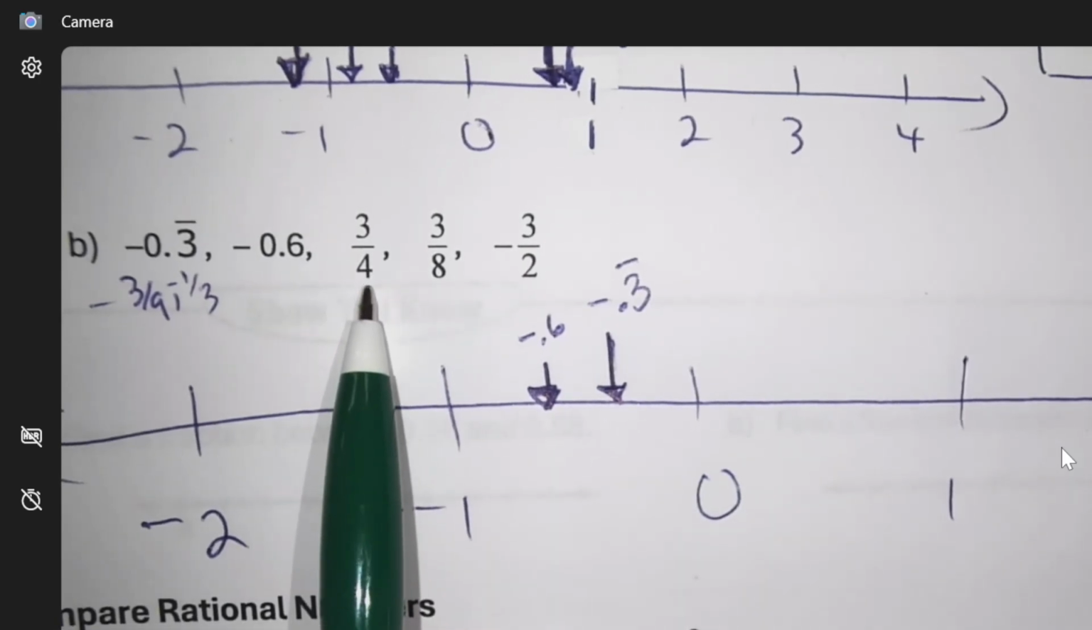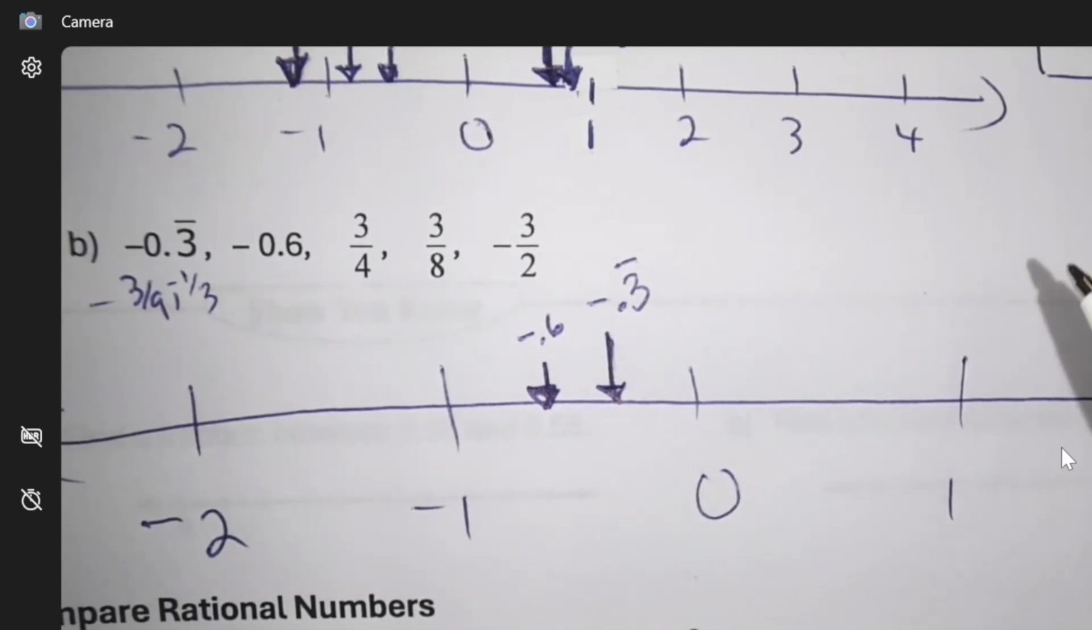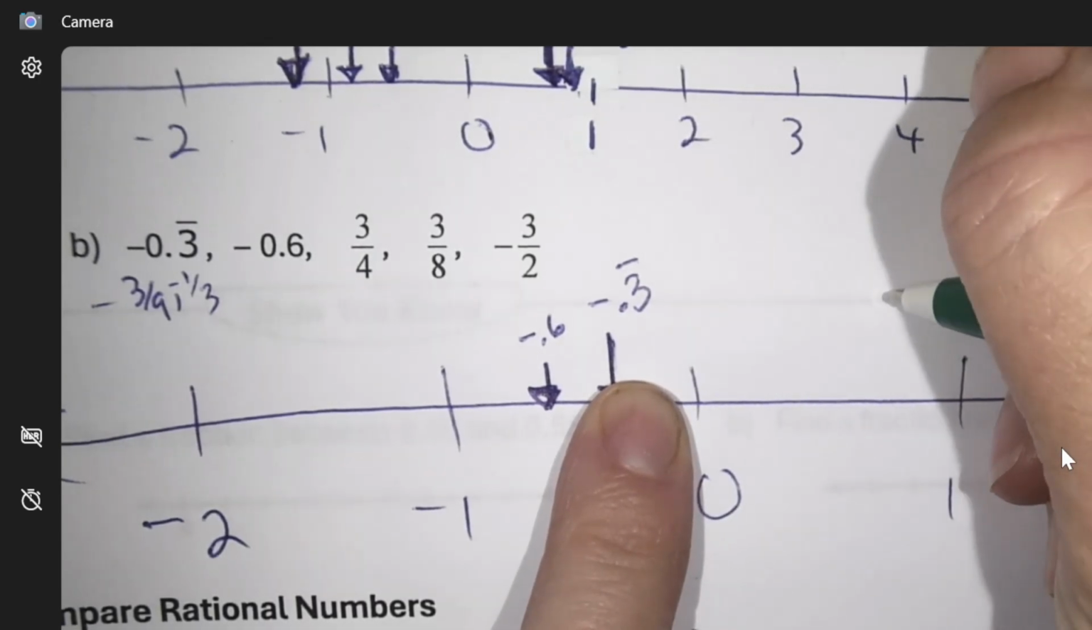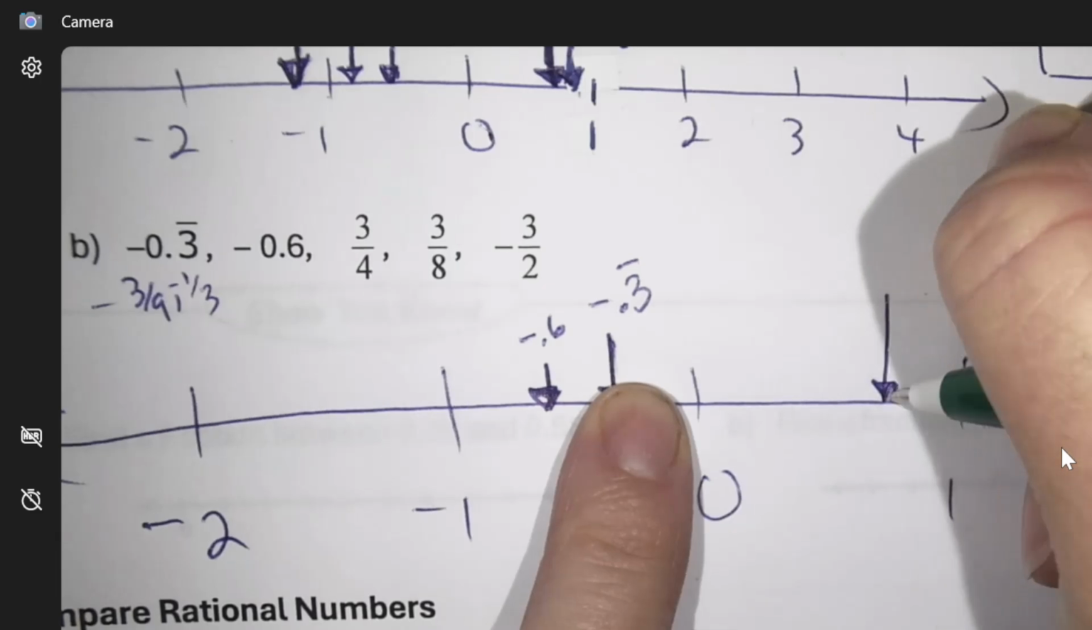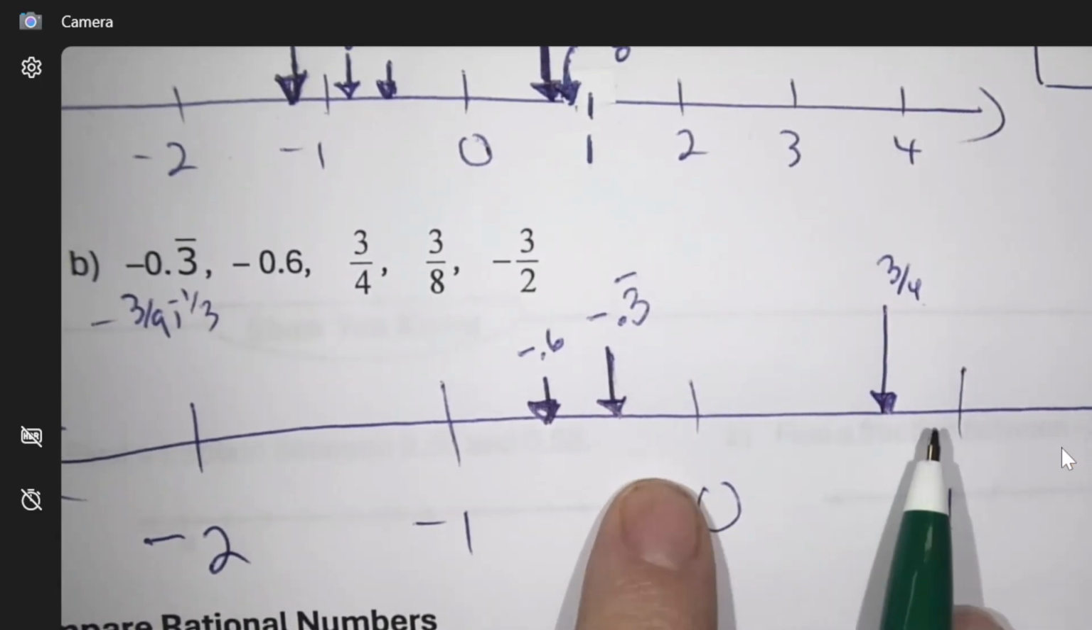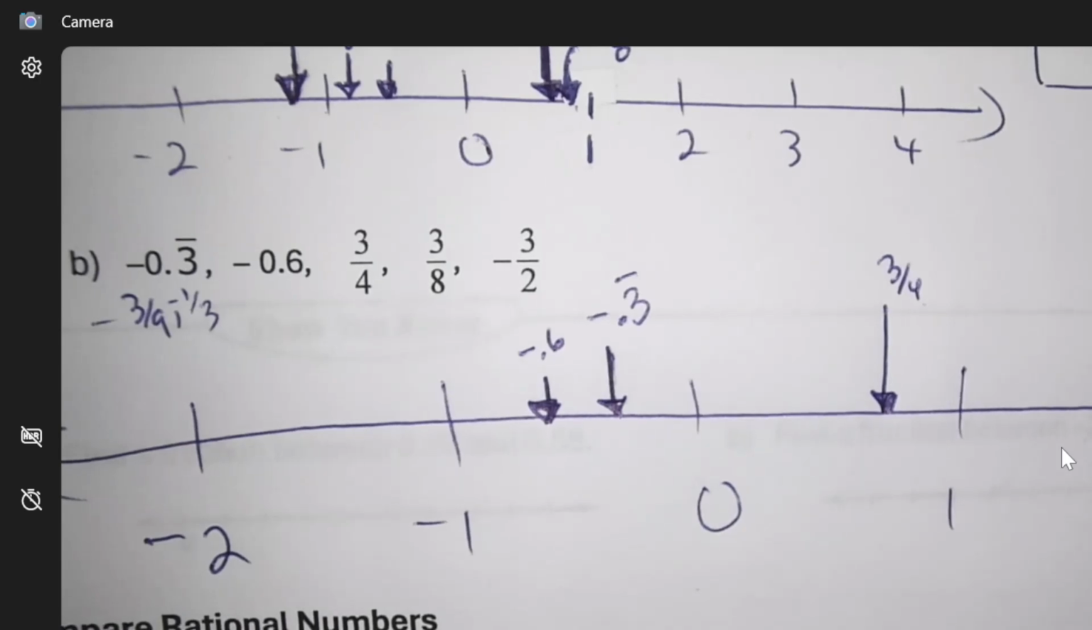Okay, 3/4. So now I'm going to go to the right-hand side. So in between 0 and 1, can you think about 3/4 of that distance? It's like half with another quarter on it. Yep. Take the halfway, then take half of the halfway. Is that what you're thinking?